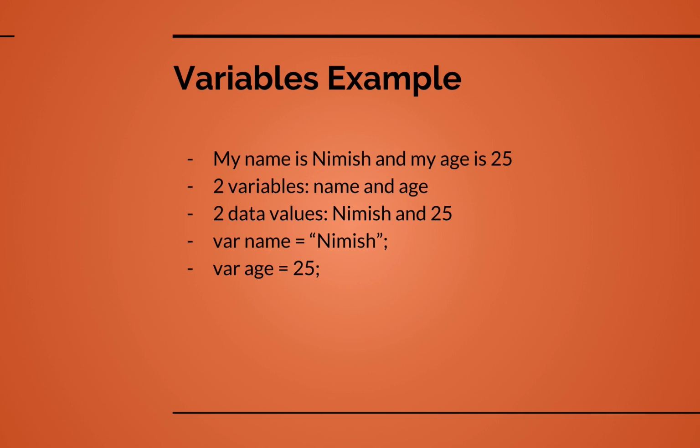And below I've just created a couple of lines of code in Dart, as they would appear in Dart, and we're just creating a variable called name, assigning it the value of Nimish in quotes, and then we're creating a variable called age and assigning it the value of 25.